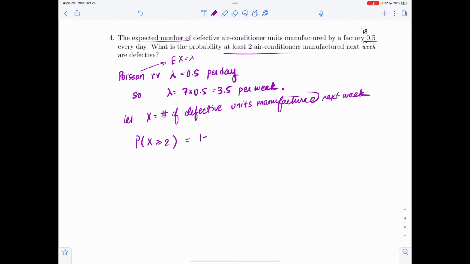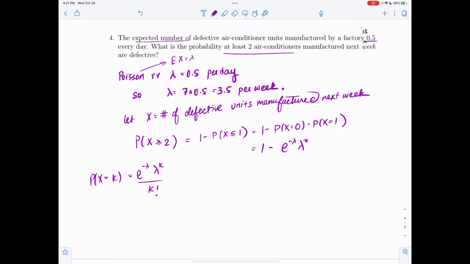So it's easier to look at this. And you know, for a Poisson random variable, it is e to the minus lambda, lambda to the k over k factorial. So this is 1, that is 1. So factor out e to the minus lambda, and you will have a 1 plus lambda.